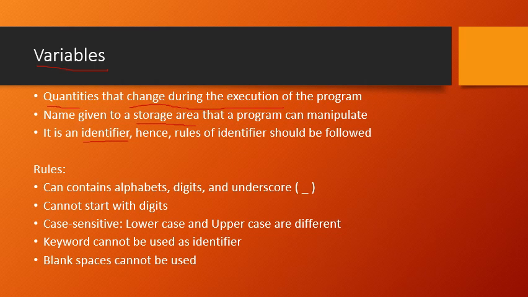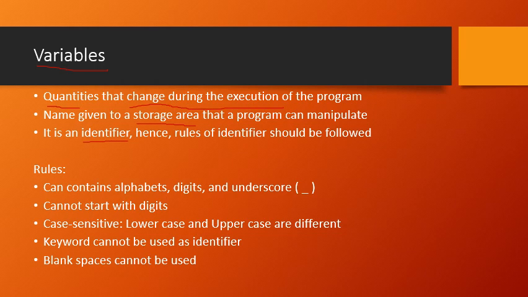The first rule is that a variable can contain alphabets, digits and underscore. Then it cannot start with a digit, but it can start with an alphabet or even an underscore. Lowercase and uppercase characters are two different alphabets because it is case sensitive. The fourth one is that keywords cannot be used as identifiers because keywords have their own meaning, so we cannot use them, and blank spaces are not supported.